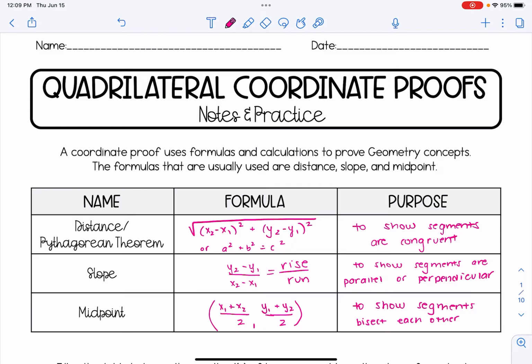Midpoint formula, this one's probably used the least frequently here. It's x1 plus x2 over 2 and y1 plus y2 over 2. Basically the average of the x values, average of the y values. And that can be used to show that segments bisect each other.